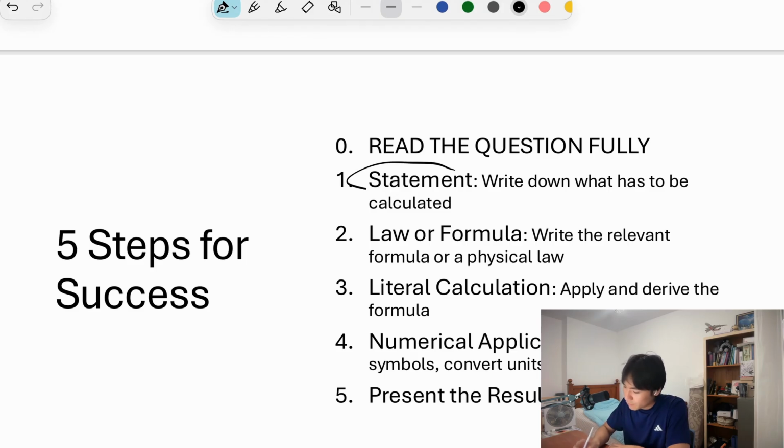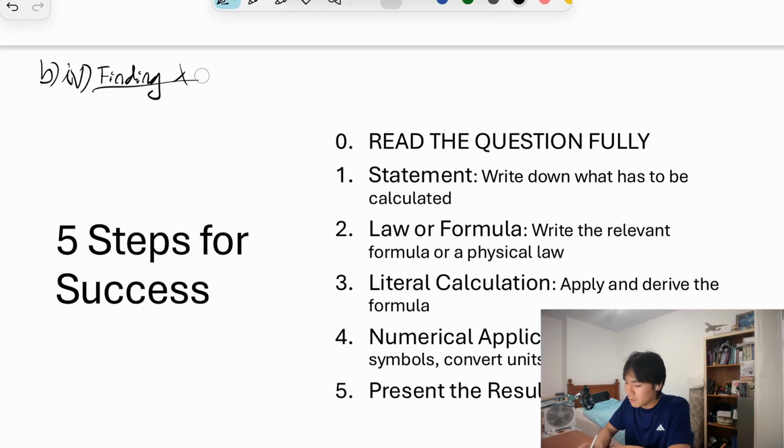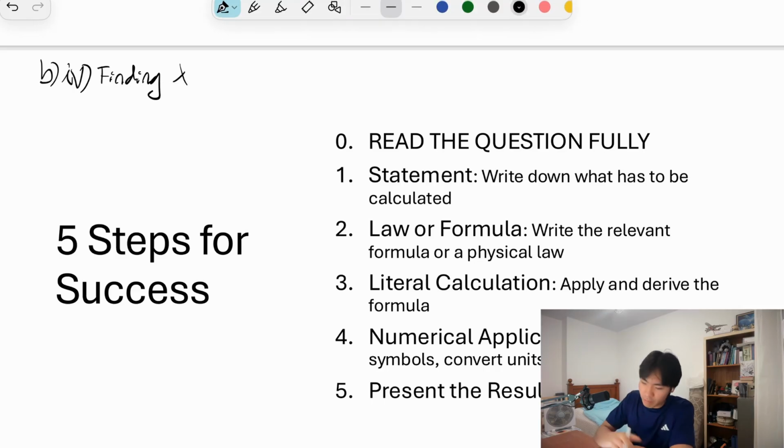And that's why you should write down what you're asked for. For example, say it's question B, part 4, you should write down, okay, finding the wavelength. If you're asked to find wavelength, you should write it down so that you don't constantly have to look on paper to see what you're asked to find.